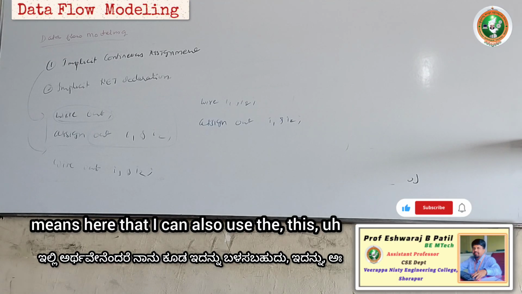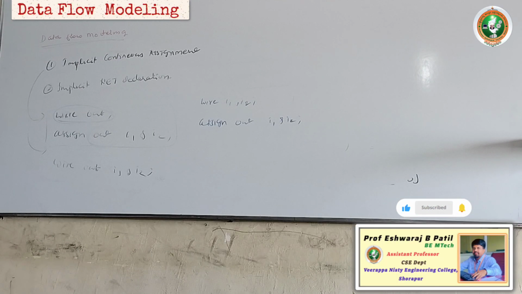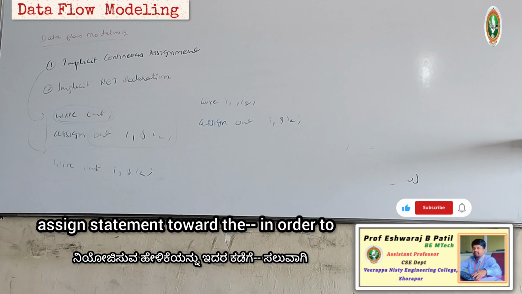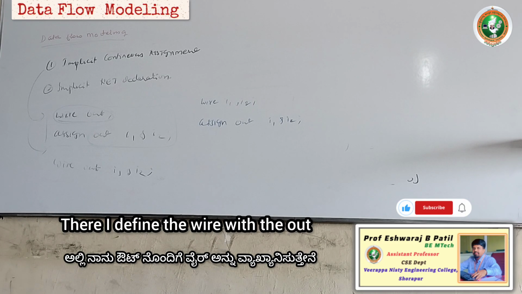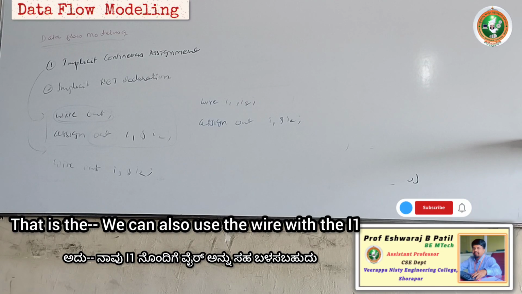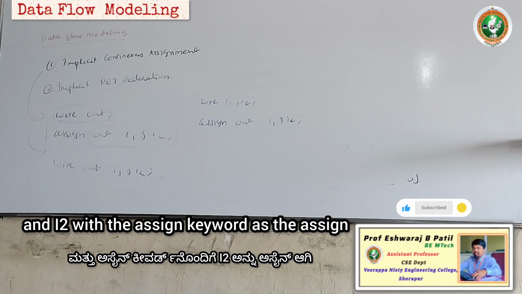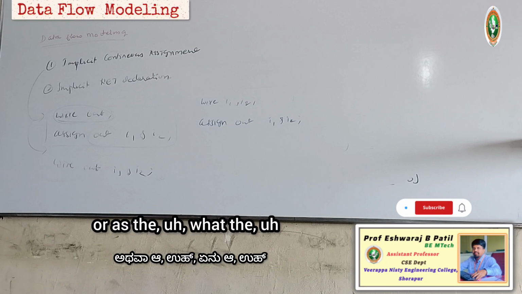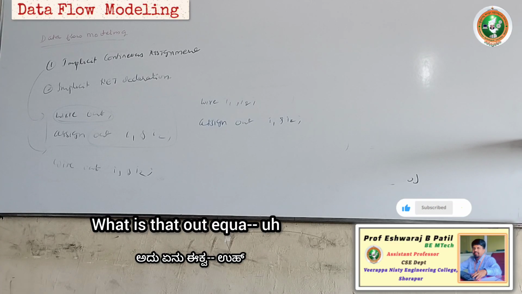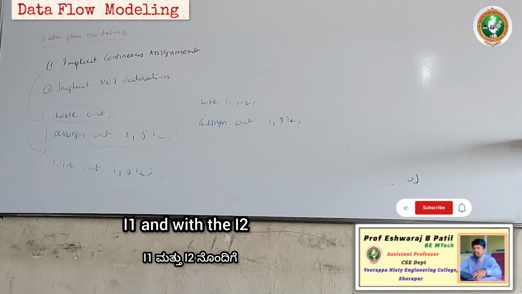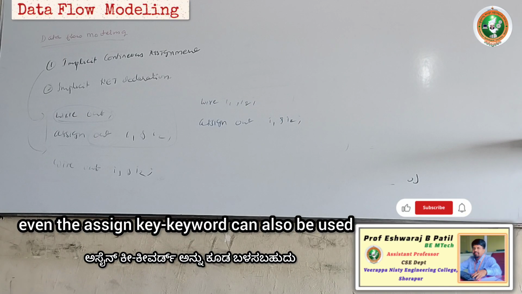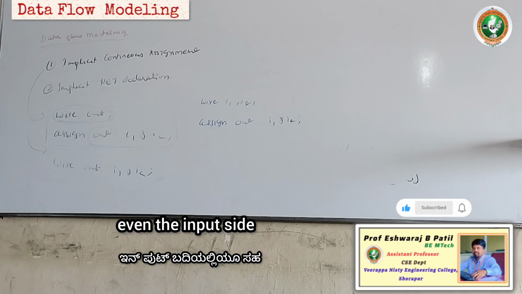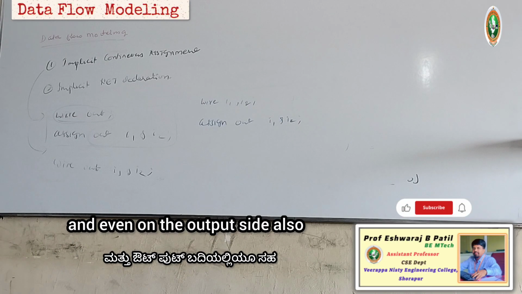It means I can also use the assign statement to define the inputs too. That's the wire I1 and I2. There I defined the wire with the out. We can also use the wire with I1 and I2 with the assign keyword, assign out equals I1 and I2. That's nothing but the assign keyword can be used on the input side and also on the output side.